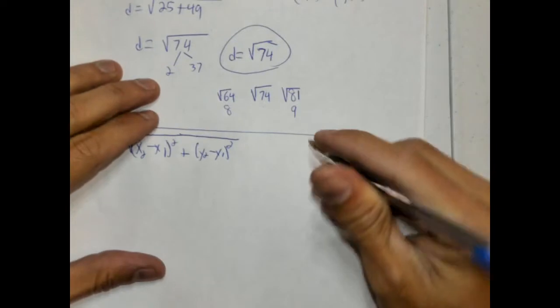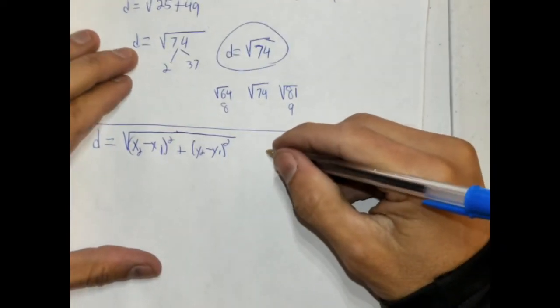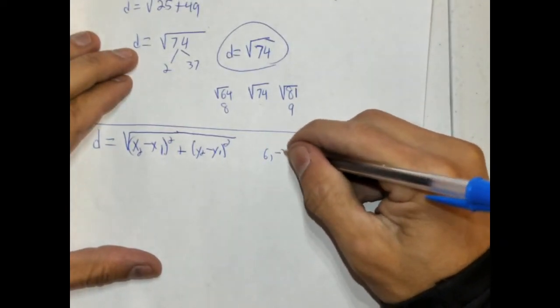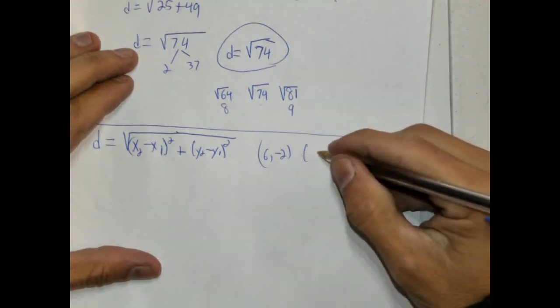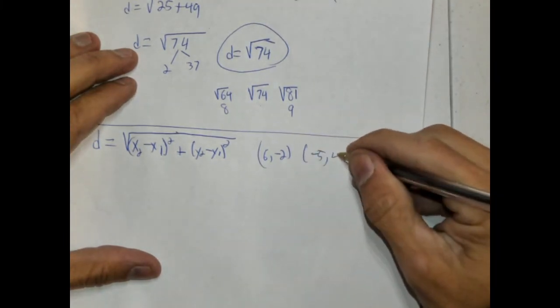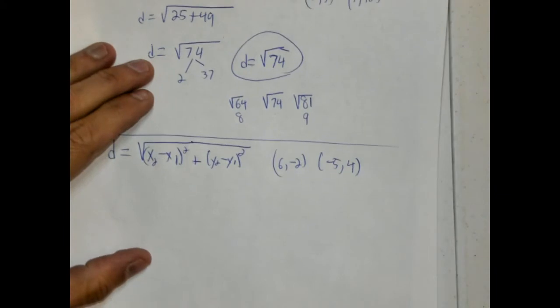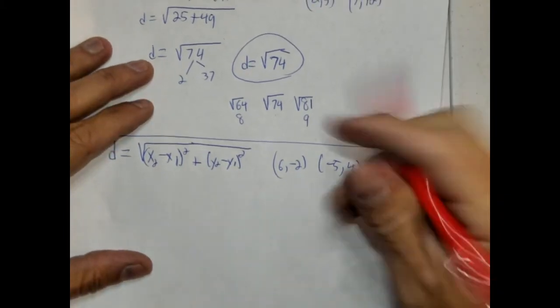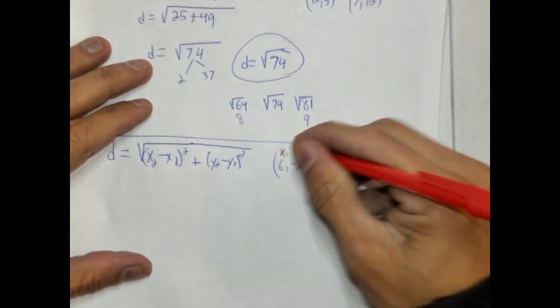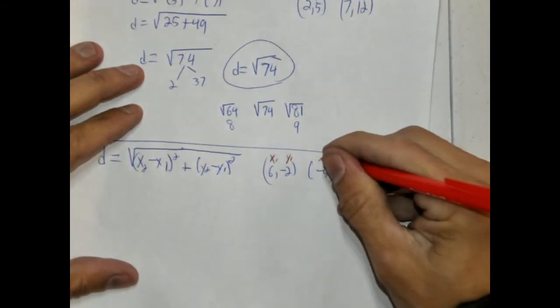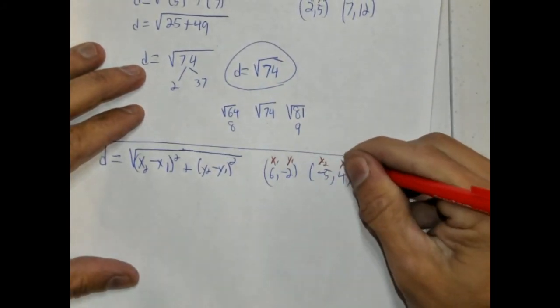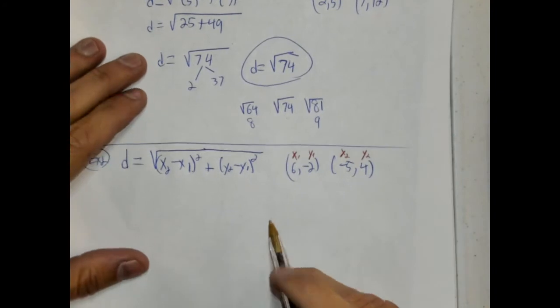And let's go ahead, let's try some negative numbers here this time. Let's go with 6 comma negative 2, and negative 5 comma 4. So those are going to be our 2 points. Okay, so we're going to assign the variables. So x1, y1, and x2, y2. And now we're just going to simply plug these in.